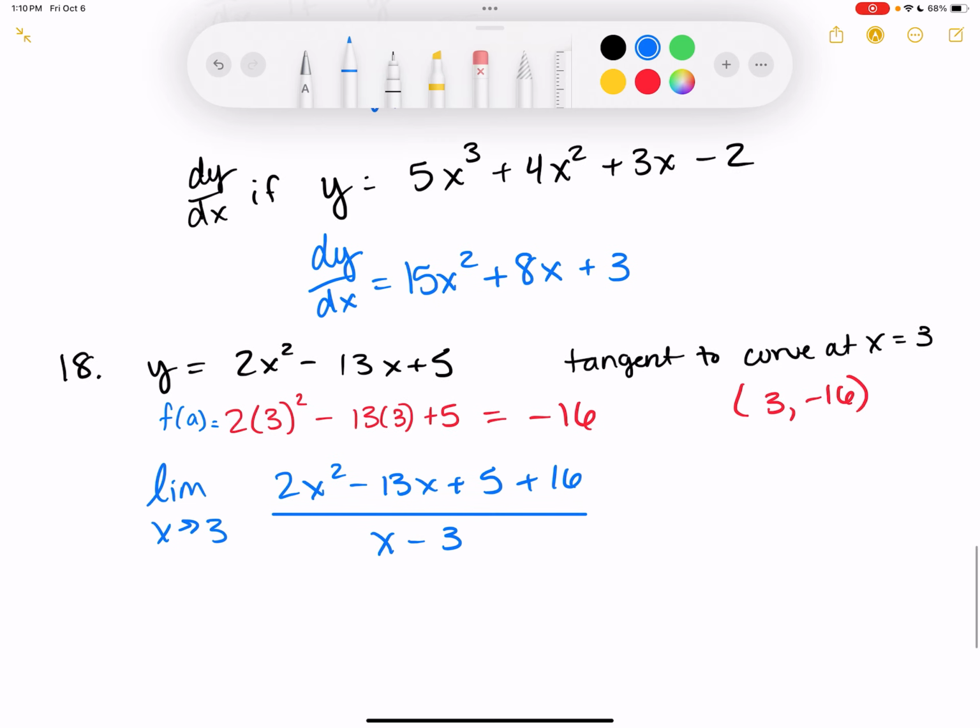Wait, where'd you get the 16? So this is the formula, f of x minus f of a over x minus a. But f of a was this value here. Oh, okay. Because instead they gave us x is equal to 3, but that's our a value. So we found the a value and then you plugged it in. Yeah, we found that right here, which is going to give us our y point for later.